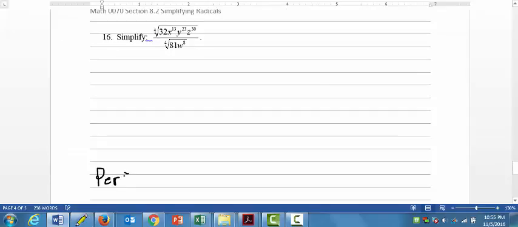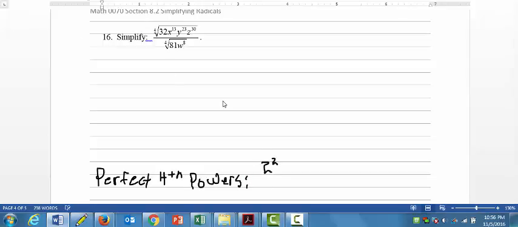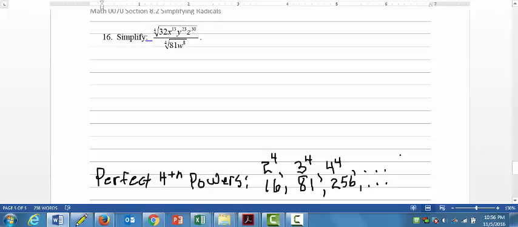Now we're dealing with the fourth root. So we're interested in perfect fourth powers. So I begin by raising 2 to the 4th. And that's 16. That's the smallest number on my list of perfect fourth powers. 3 to the 4th is 81. 4 to the 4th is 256. And so forth and so on.